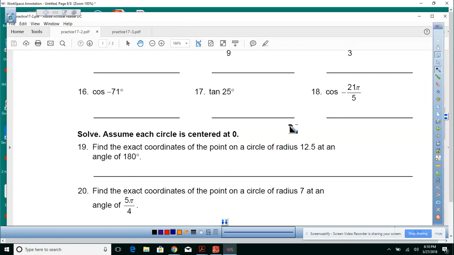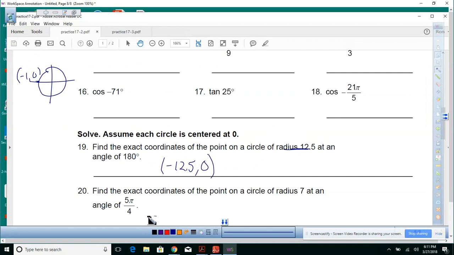Okay. That 180 degrees, that's right here. That's right there. And let's see, that is negative 1 and 0, right? Negative 1 and 0. And it has a radius of 12.5. So 12.5 times negative 1 gives you negative 12.5. And 12.5 times 0 is just 0.